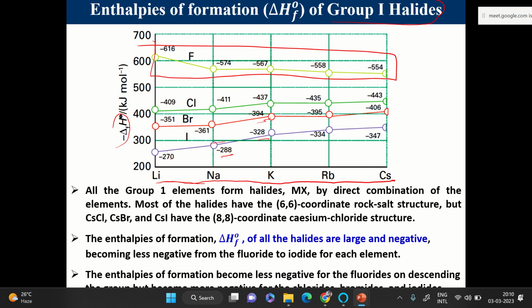Why is this so? Why does the trend become reverse for the fluoride, with the amount of enthalpy of formation decreasing? Minus 616 for lithium, and which finally for cesium becomes less, minus 554. This is very surprising again.